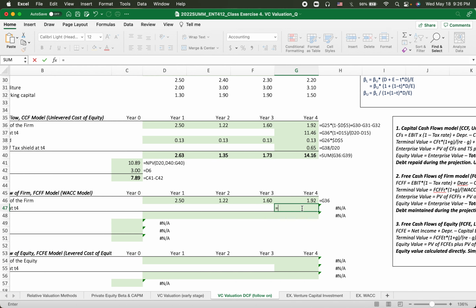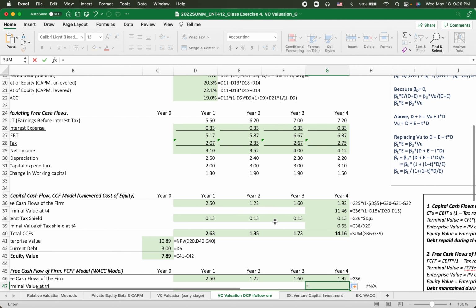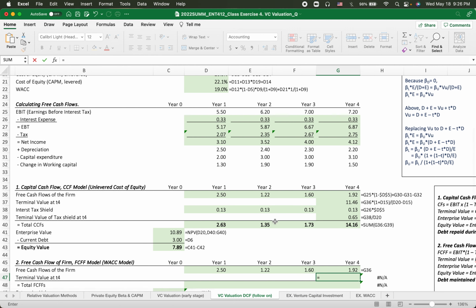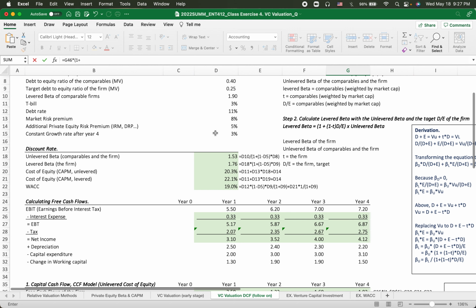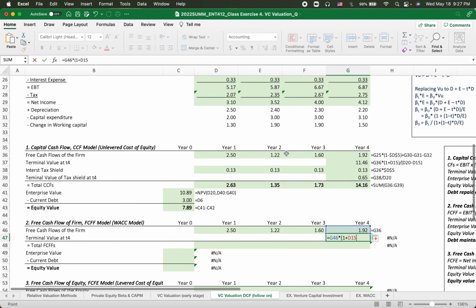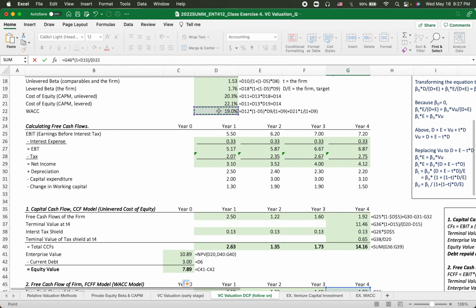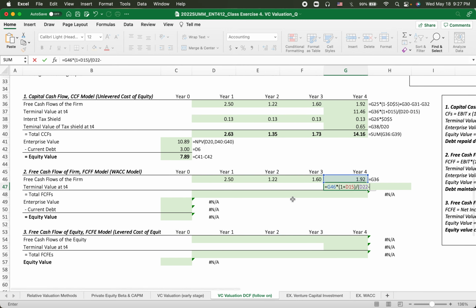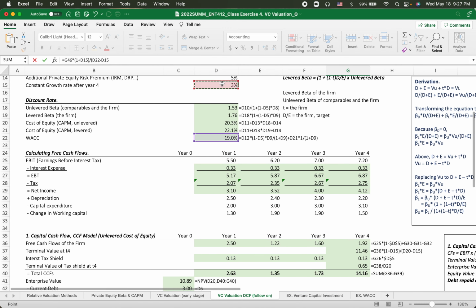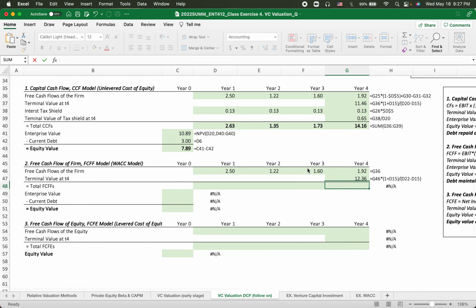Then here, the terminal value must be different, right? The free cash flow of the last year of the projection is increased by the growth rate. Where is the growth rate? Constant growth rate at 3%. And then the discount rate we are using is the weighted average cost of capital minus, one more time, the constant growth rate. So we got this $12 million for the terminal value.